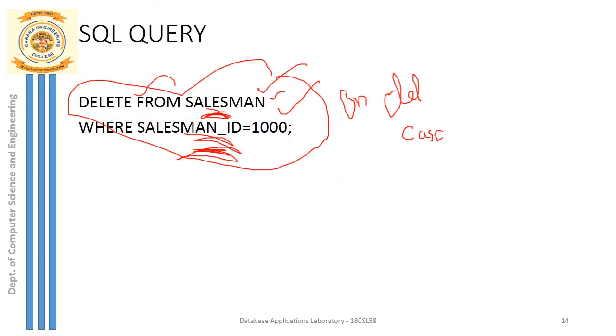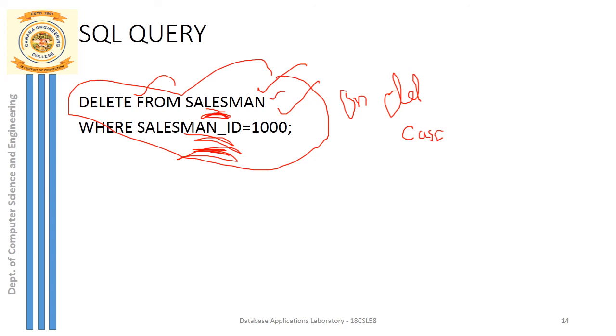Simple query. Delete is the command that you are using. So delete from which table? It is the salesman table. So you select delete from the salesman table first. First of all, you have to go to the parent table. Parent table is the salesman table. And which salesman information you are deleting? It is the ID 1000. So salesman ID 1000's information, this particular salesman's information you are deleting.